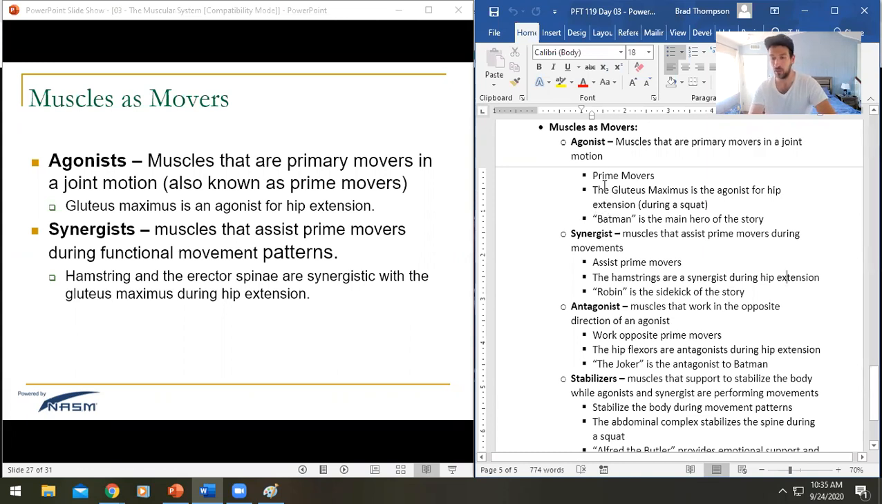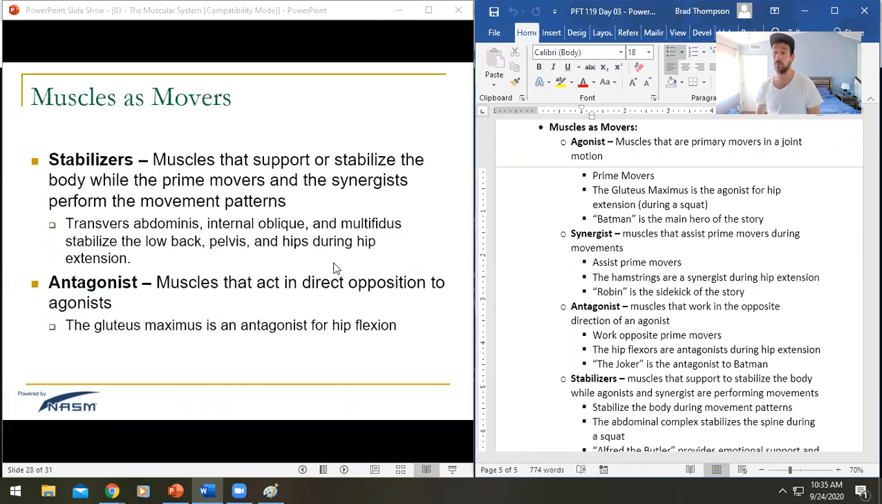So your prime mover is Batman. He's the one doing most of hip extension. Robin is the synergist assisting during hip extension. Now, earlier I mentioned muscles can only pull, right?